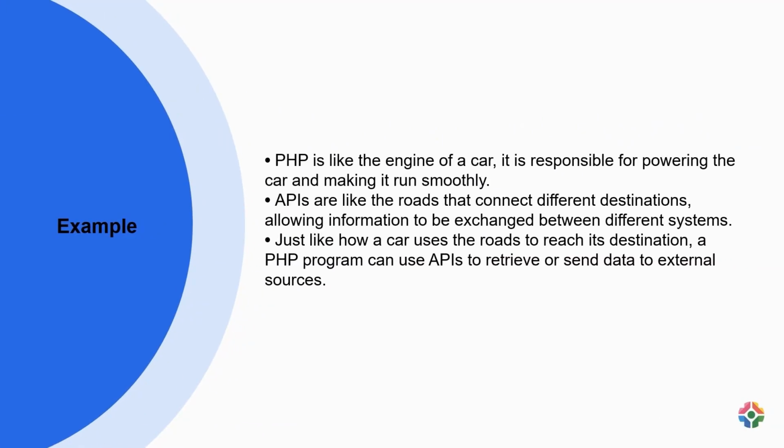PHP is like the engine of a car. It is responsible for powering the car and making it run smoothly. APIs are like the roads that connect different destinations, allowing information to be exchanged between different systems. Just like how a car uses the roads to reach its destination, a PHP program can use APIs to retrieve or send data to external sources.